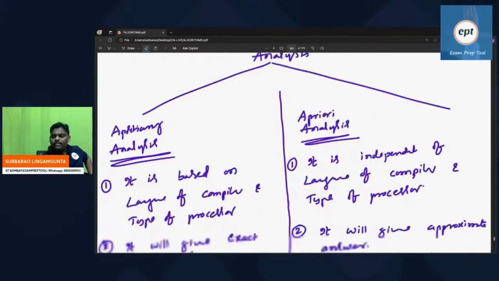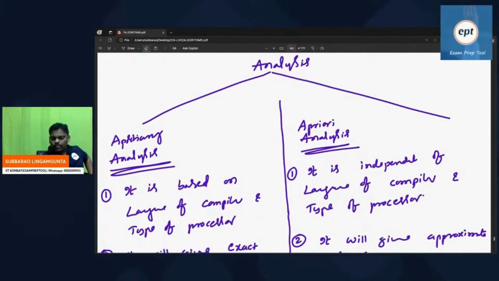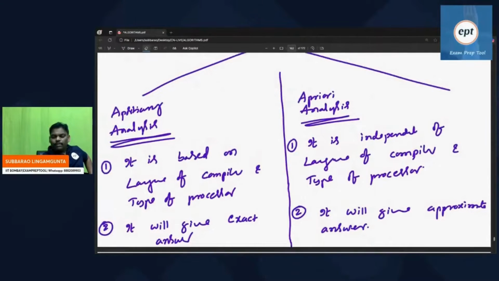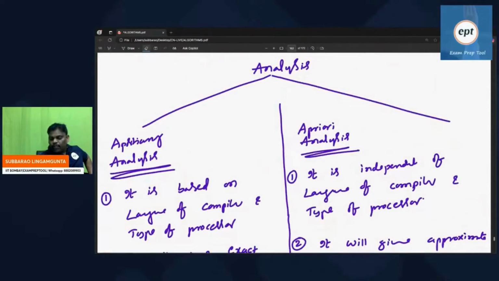So analysis has two types, priori and posterior. The name itself says what posterior is. If you ask for the time complexity, you don't calculate what you are asked; if you postpone it, you try to calculate something else: the language of the compiler and the type of processor. Because without those two, this model cannot work. So that is the reason. And one more thing.